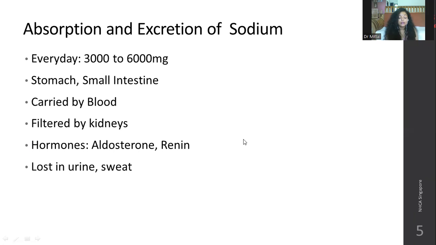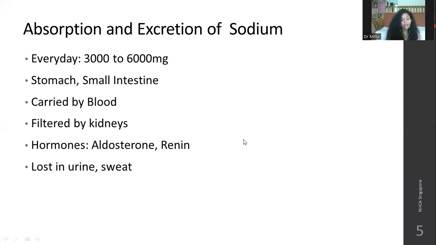Okay, but it got the message that in body sodium levels are falling down, so it has to send a signal to the kidney not to throw away the sodium through urine, reabsorb maximum sodium as much as possible and send it back into the system. For that, aldosterone is used. Aldosterone has that function that increases the reabsorption, reuptake of sodium from the kidneys.